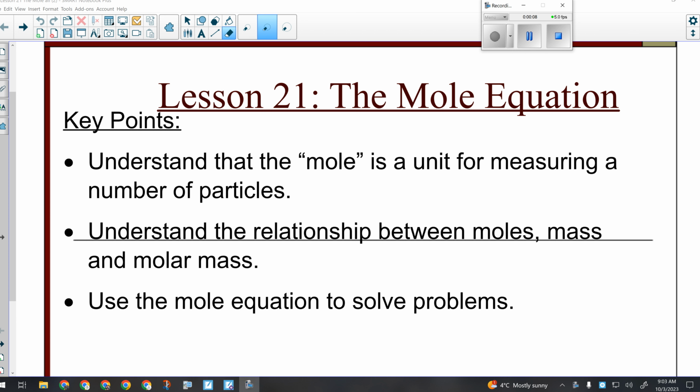All right, so today we're going to go over the last topic in this unit, and that is the idea of the mole and the mole equation. Now, we are not talking about the little rodents, okay? We are talking about an amount of things. Why they called it a mole, I don't know, but that's what they call it.